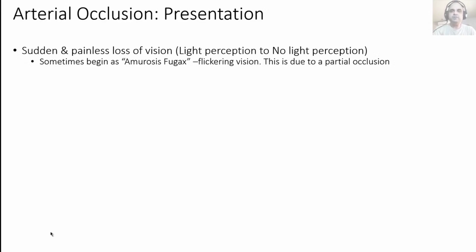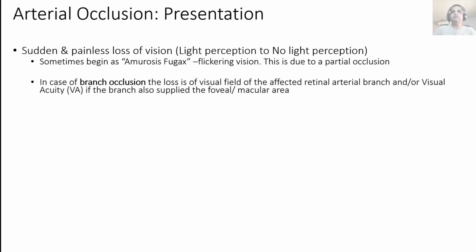So how do these patients present? Well, since the retina is not receiving any blood, the patient is obviously going to lose his vision, and it's basically a sudden and painless type of visual loss. It's usually to light perception or to no light perception. To no light perception is obviously less common than light perception. Some of the time it begins as flickering vision, which is called amaurosis fugax. The vision comes and goes as the retina is getting deprived of enough nutrition, so the retinal neurons are not able to carry the stimulus all the way back to the visual cortex.